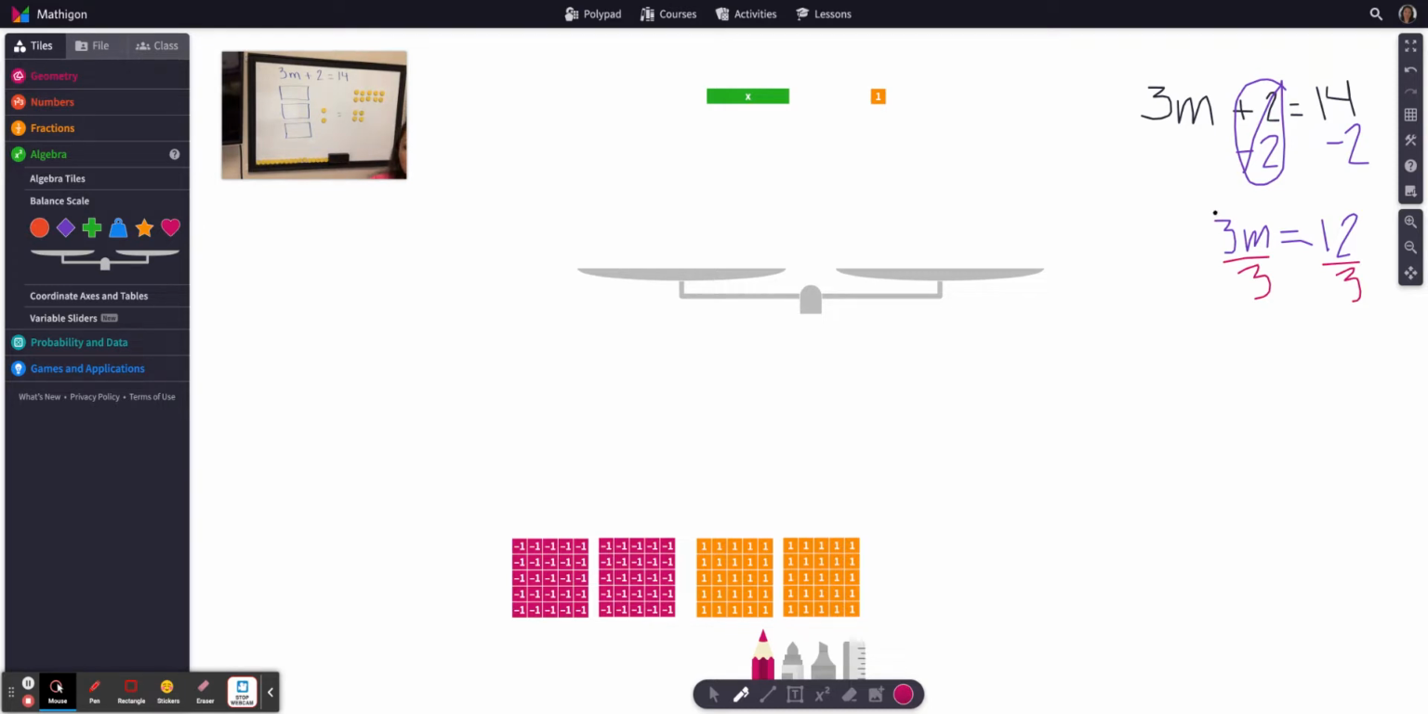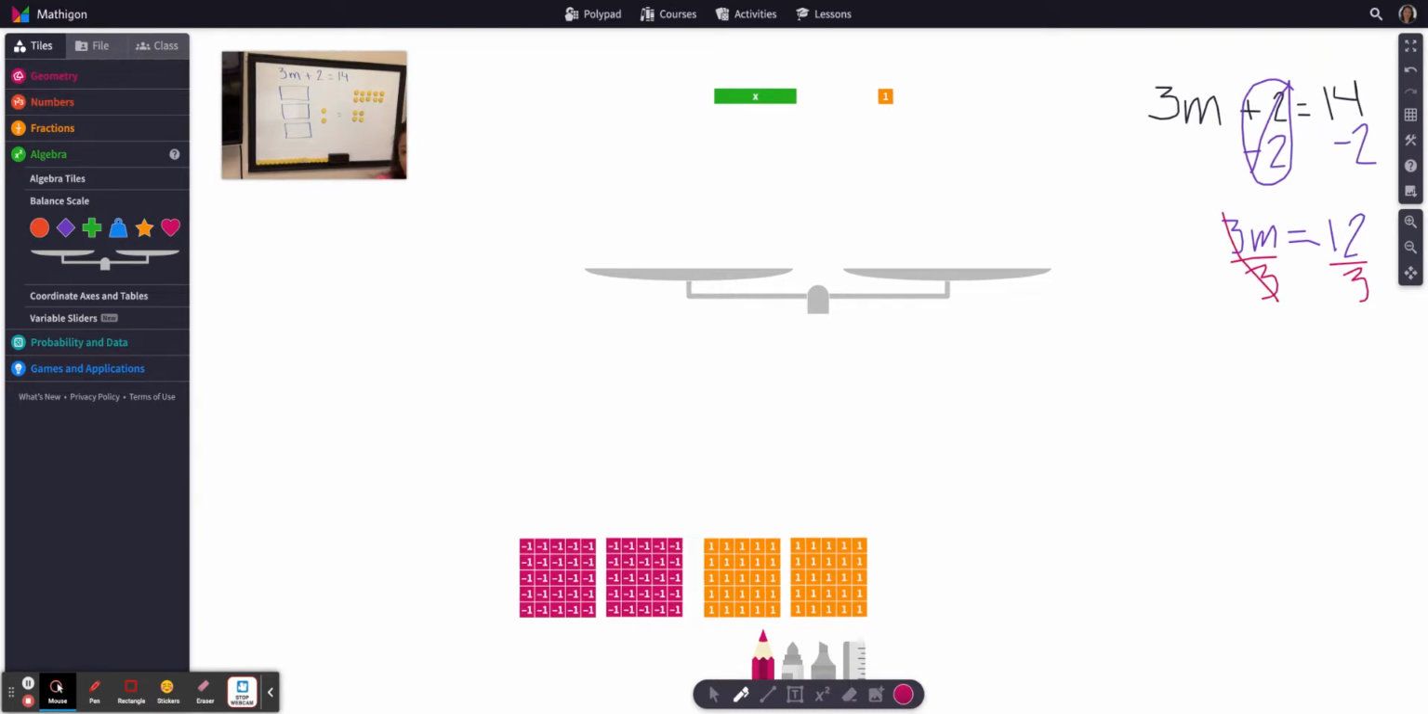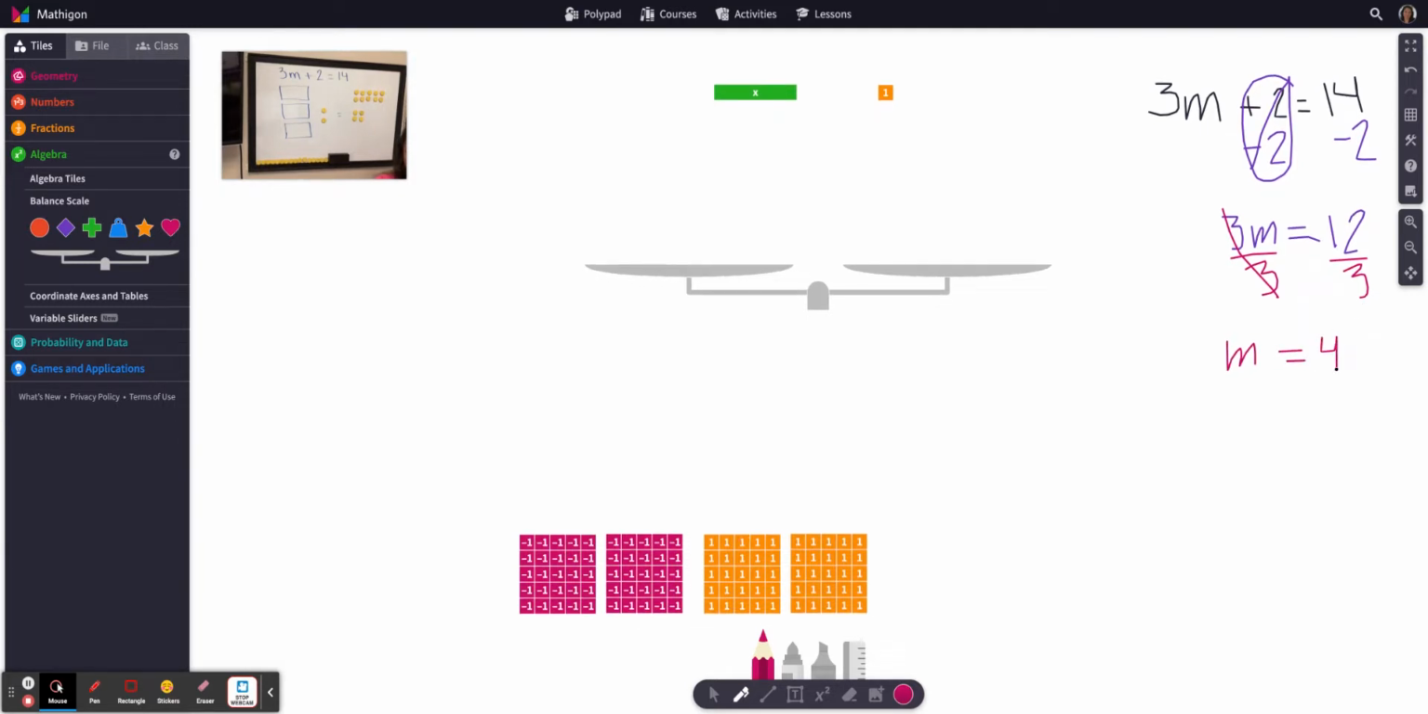Well, 3 divided by 3 is 1. And 1m is m. 12 divided by 3 is 4. So that means that m must be 4. I'd like to check my work, so I'm going to go back and substitute. Instead of m, I'm going to make that a 4.